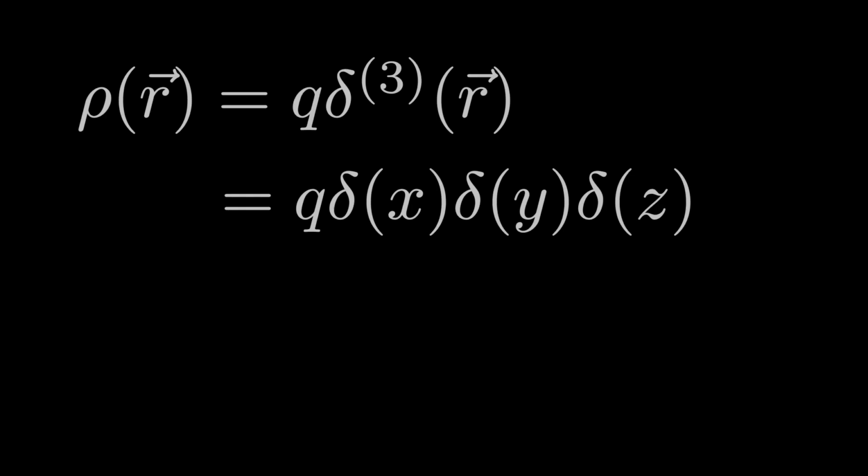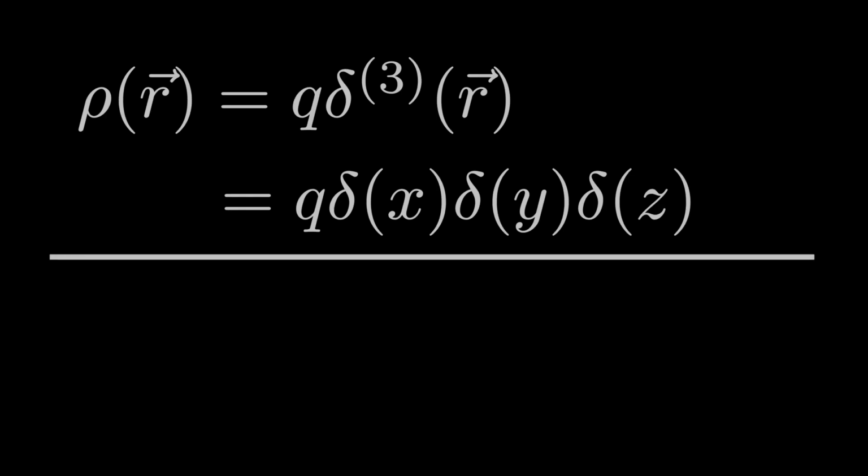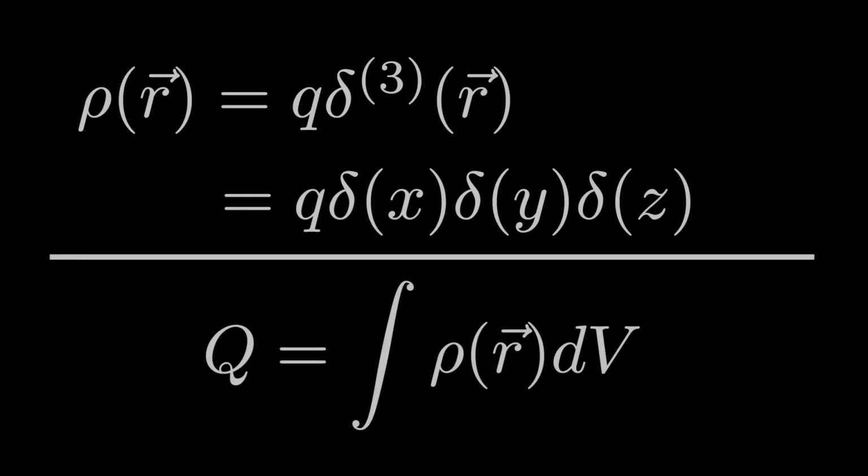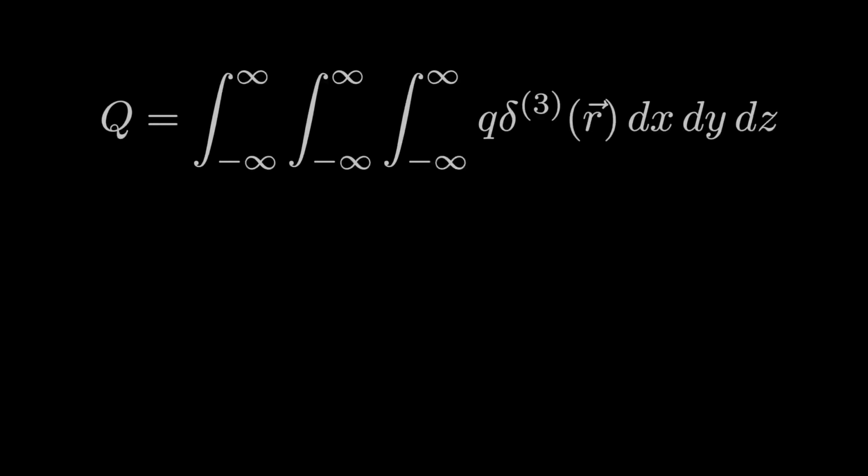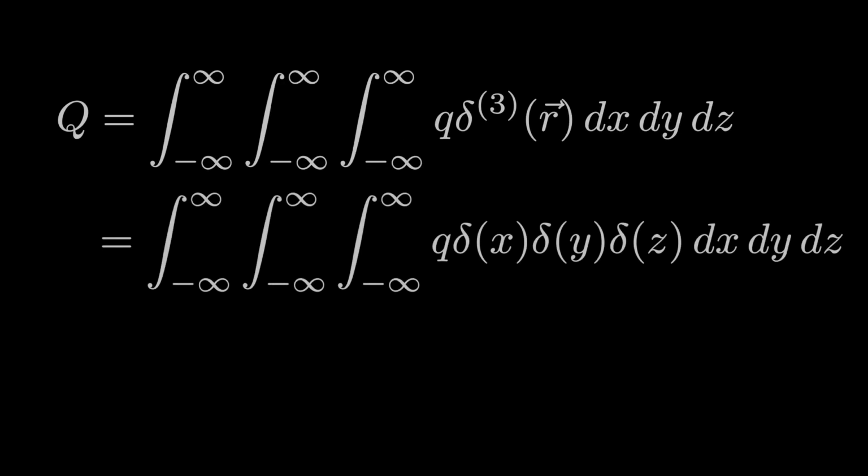So if, say, for example, we wanted to get the total charge, we would just integrate our charge density over all space, which, if we expand it all the way out, would just be integrating Q times delta x, delta y, delta z, dx, dy, dz. Since Q is a constant, that goes out in front, so it's just Q times 1 times 1 times 1. So the total charge of this entire system is Q, as you would otherwise expect.